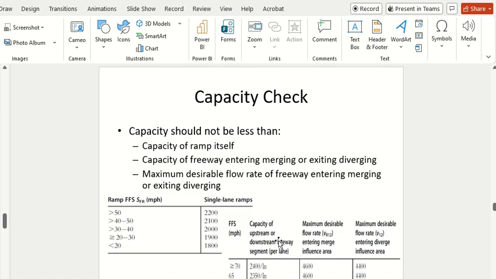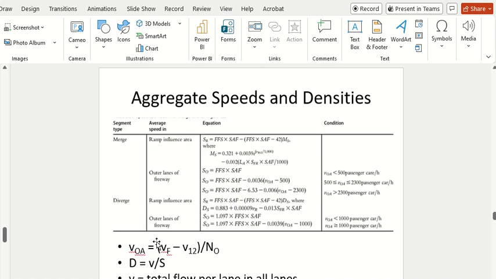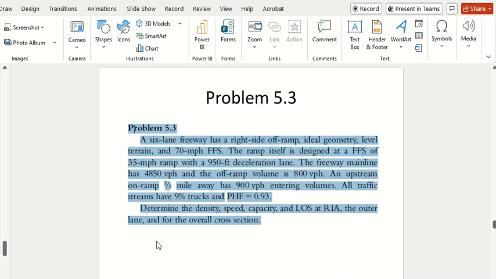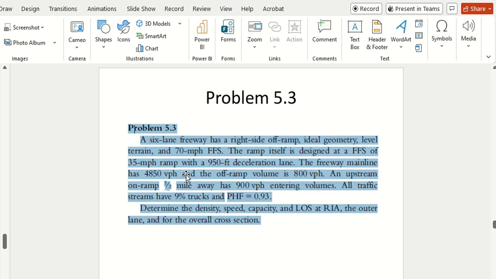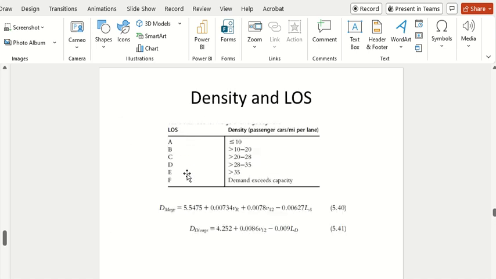Now we'll move on to the capacity checks. The flow rate on the ramp is 935. The free flow speed on the ramp is given as 35 miles per hour, and for the freeway it is 70 miles per hour. So 35 and 70.